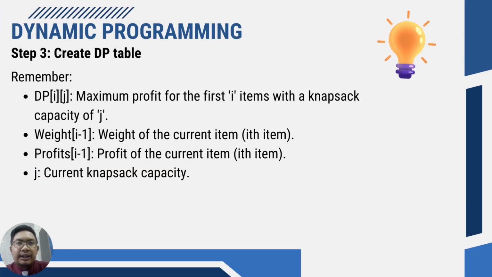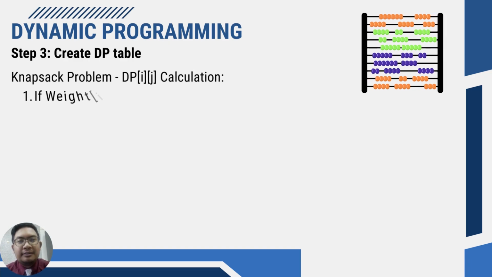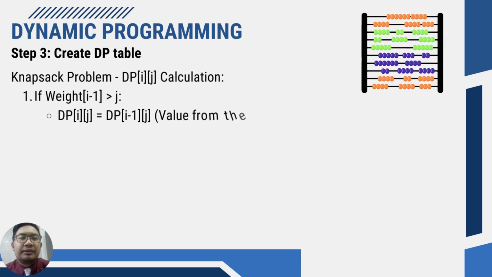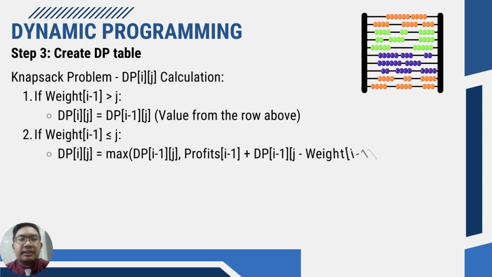Before we proceed, remember that the specific cell dp[i][j] is the maximum profit for the first i items with a knapsack capacity of j, where weight[i-1] is the weight of the current item, profit[i-1] is the profit of the current item, and j refers to the current knapsack capacity. After that, we can do the next part, which is essential for dynamic programming: creating the dynamic programming table. But before that, we have to know certain rules.